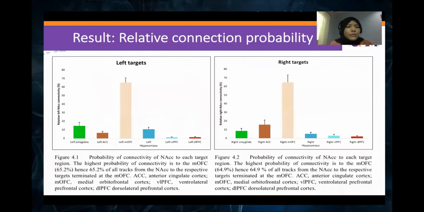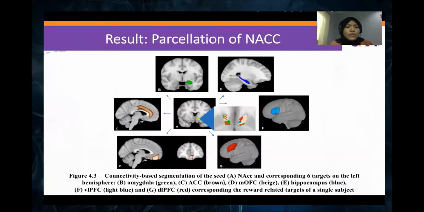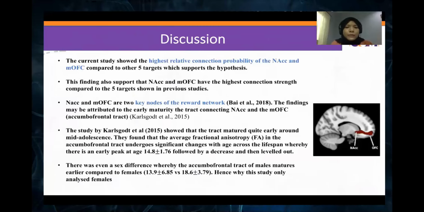So the results from the relative connection probability found that the highest relative connection probability of NACC is to the MOFC in both the left and right side of the brain compared to the 5 targets that I mentioned. The result of parcellation analysis showed that the NACC parcellation has the widest distribution of connection to the MOFC. You can see here, represented by the beige color, compared to the 5 targets in both sides of the brain. This is an example of one of the participants.